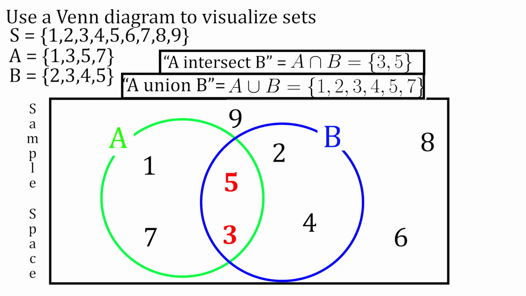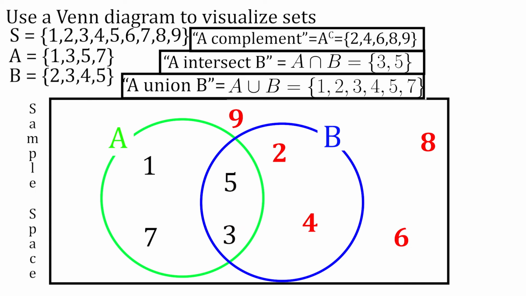There is another set operation called the intersection. A intersect B is elements that are in both A and B. The symbol for intersection is an upside down cup. In this example, A intersect B is {3, 5}, and these are red and bold and in the overlap of the circles in the Venn diagram.